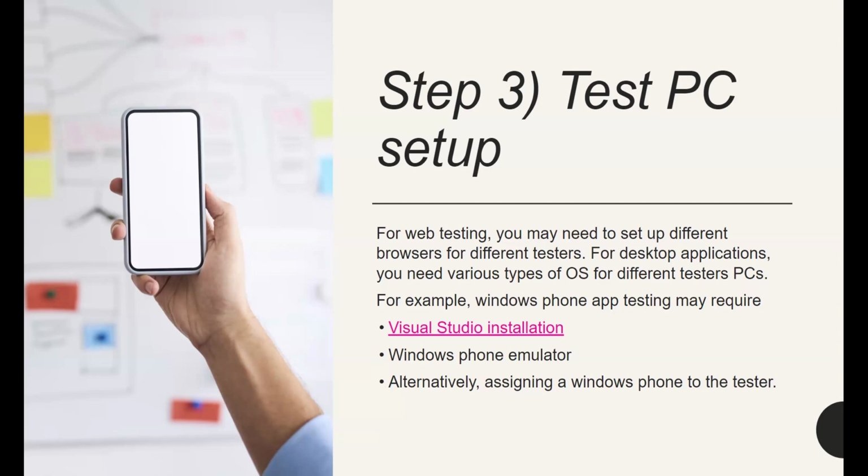For desktop applications and mobile applications, you need various types of OS for different testers' PCs, because phones have different types of OS. There are some phones that cannot accommodate your application because they've not been upgraded to a certain OS. So your application might not work.